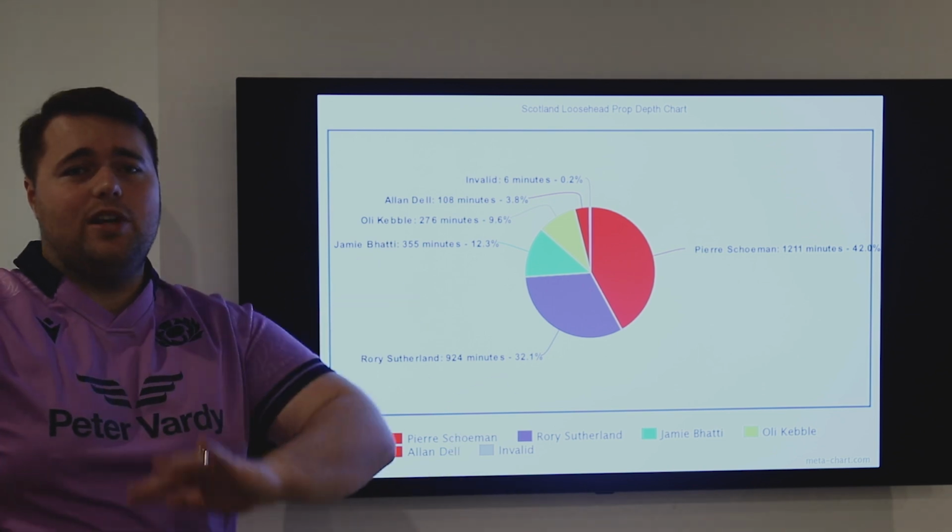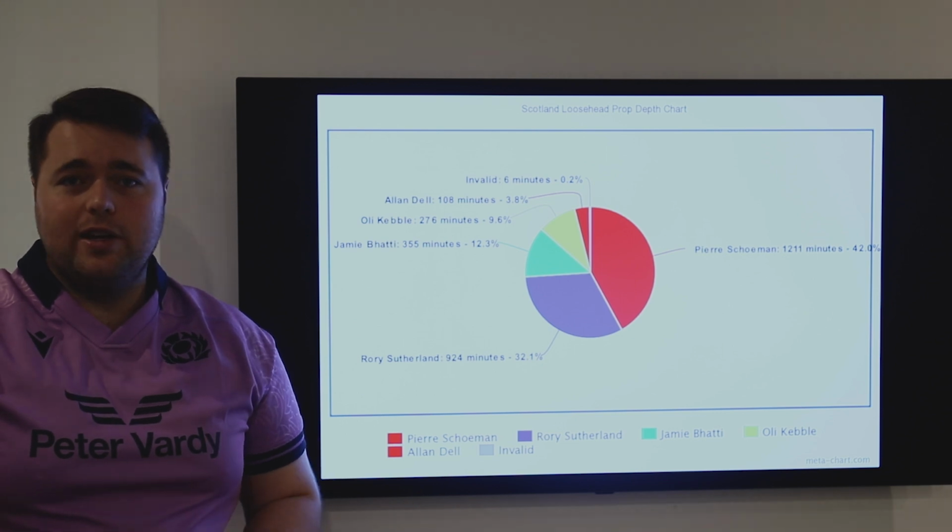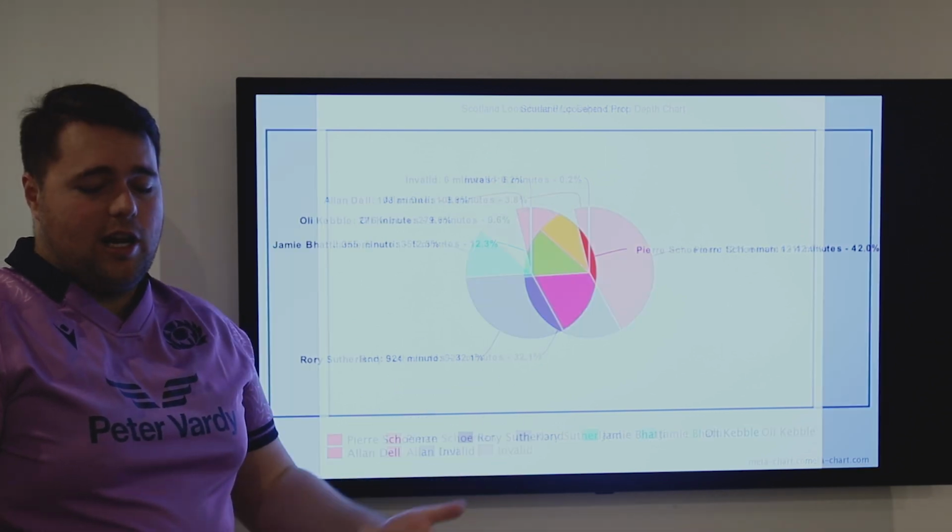In the event that someone goes down, you're well prepared for an injury. Sutherland, a British and Irish Lion. Schoeman, absolutely amazing form right now. So in the ideal world, this is what your depth chart wants to look like.